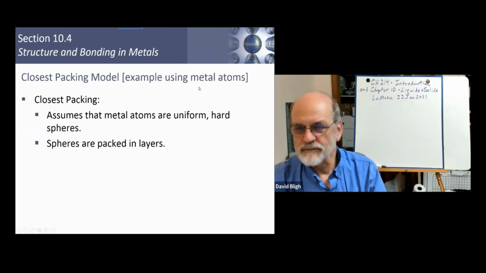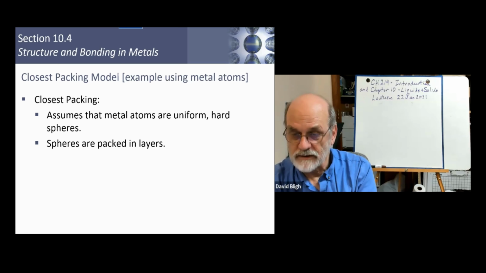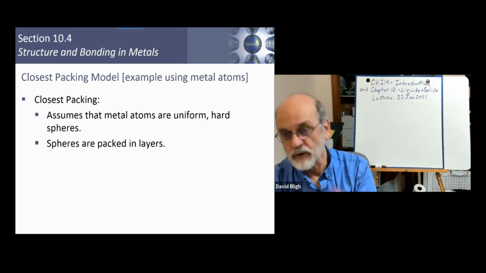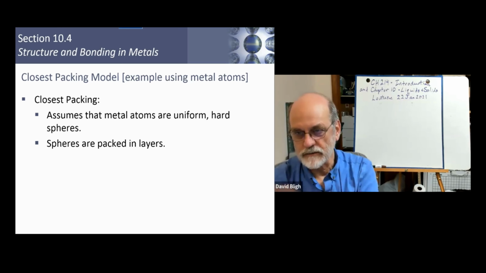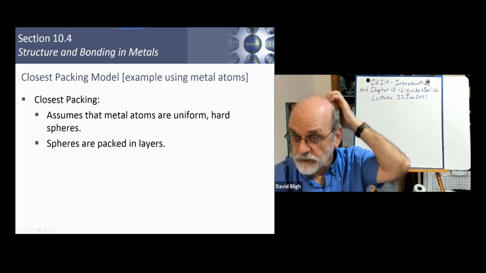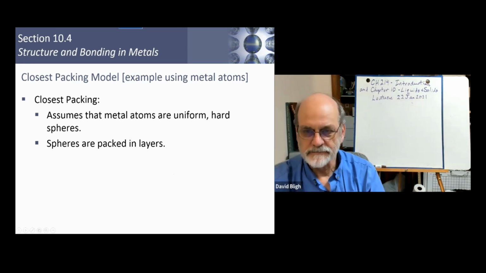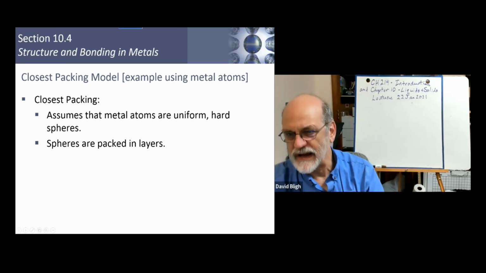Okay, we're going to use metal atoms for this closest packing model. So when you close pack things together, you have to assume that the metals are uniform, hard spheres. If we didn't do that, then we're stuck. We can't go any further. So these spheres are packed in layers. And we've used X-ray diffraction and Bragg's law to find out what's the distance between the layers. But they can be packed in different ways.